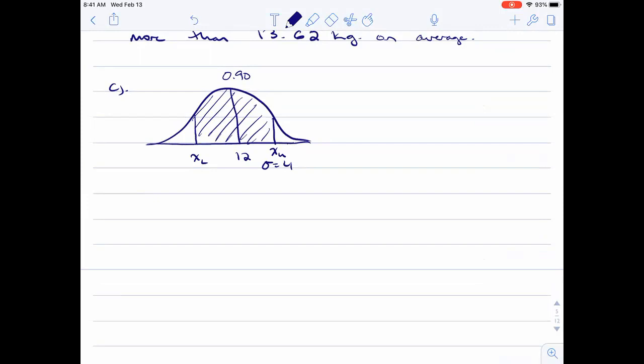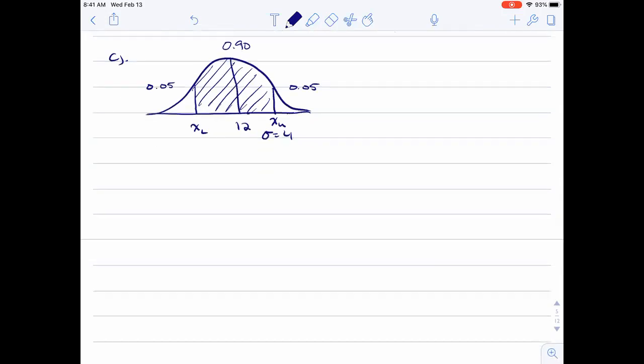So what we're going to do is we know 0.9's in the center, and so there's 0.1 left over, split evenly amongst the two tails. And so we've got 0.05 and 0.05. And just as a check, those all have to add up to 1, right? So 0.05 plus 0.9 plus 0.05 is 1. So what we can do is find the z-score for 0.05, with the table entry of 0.05. And then by symmetry, the x upper is going to have the same z-score, but positive.